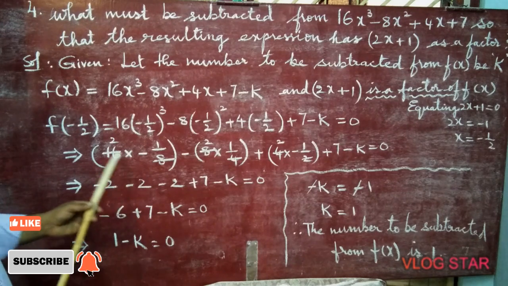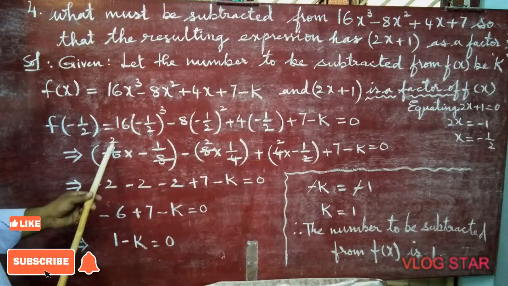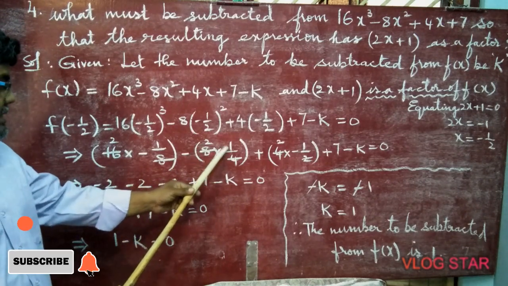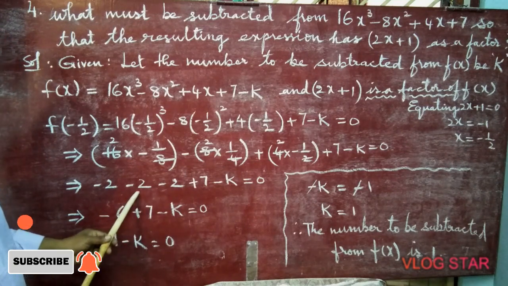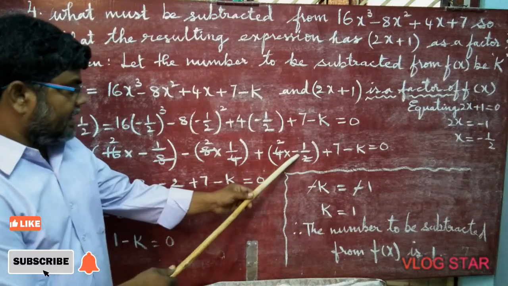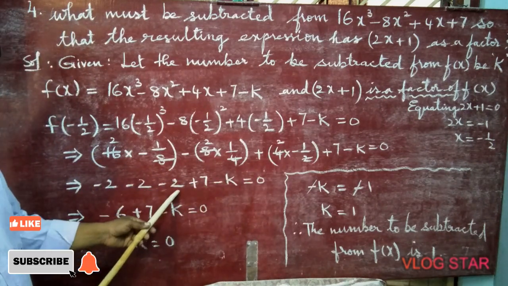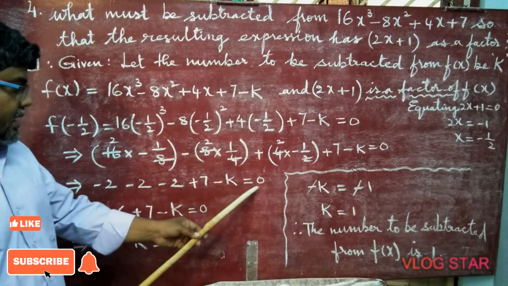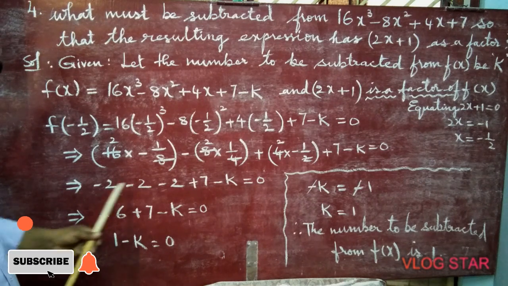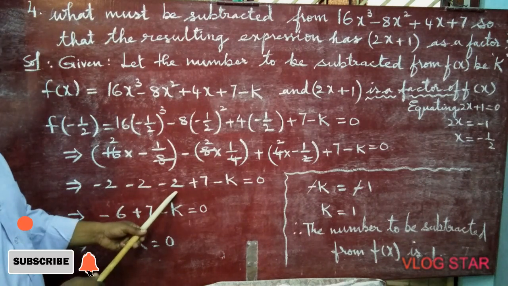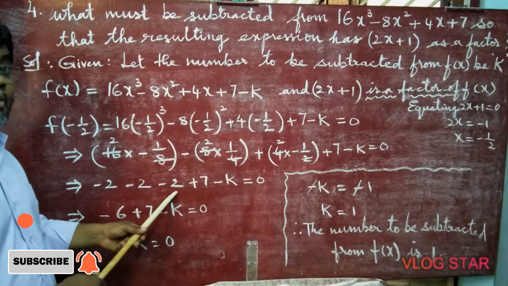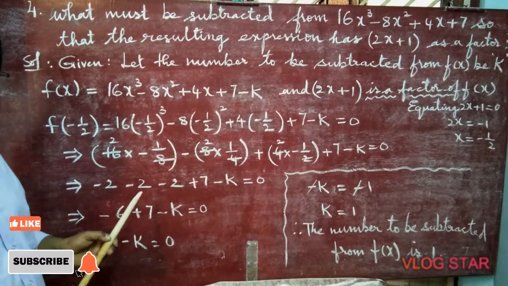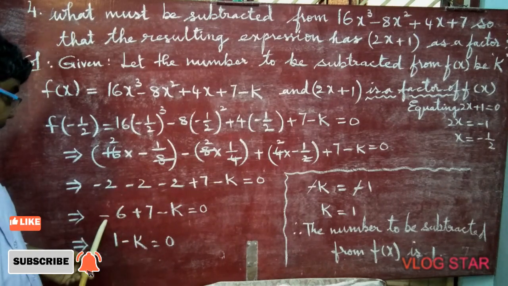Implies here plus into minus, minus 2 ones are 2. Minus is there, plus into plus, plus into minus, again minus 2. Here plus into minus, minus 2 ones are 2. Again we got minus 2. Plus 7 minus k is equal to 0. Minus 2, minus 2, minus 2. Here you have to be careful. We are not going to multiply. Signs are same. When signs are same, we are going to add and keep the same sign. Minus 6.